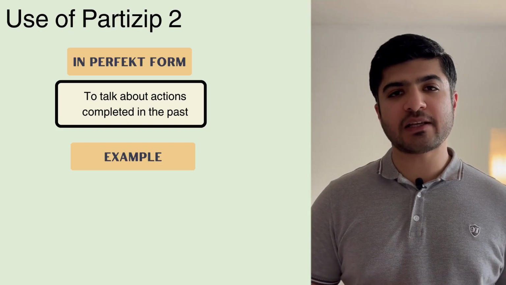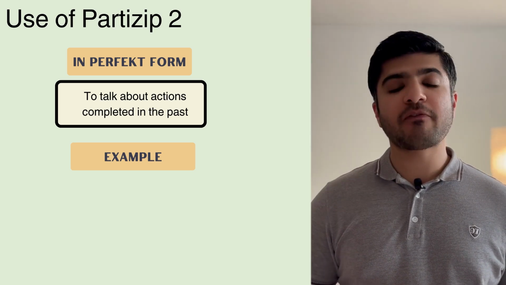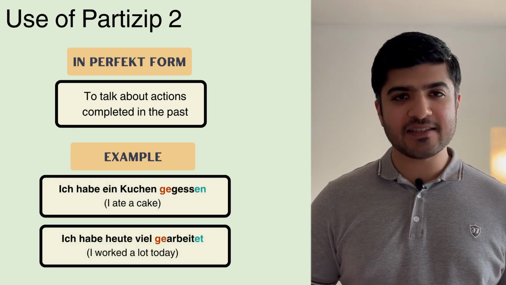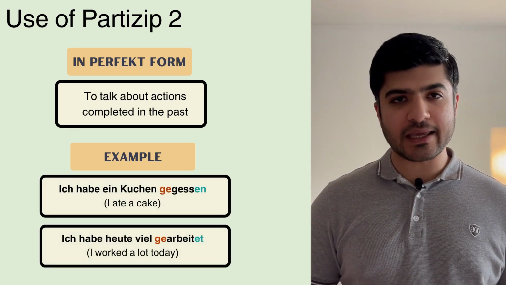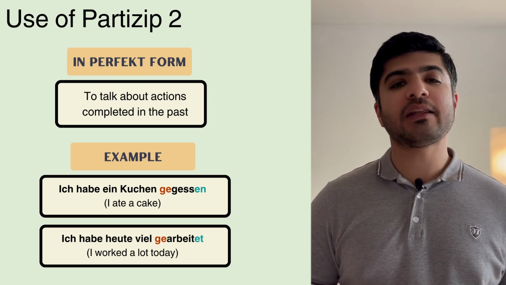Now let's see where the Partizip 2 form is used. The most common use of the Partizip 2 form is when making a sentence in the perfect form. The perfect form is used to talk about the past. The sentences Ich habe einen Kuchen gegessen and Ich habe heute viel gearbeitet are both written in the perfect form.